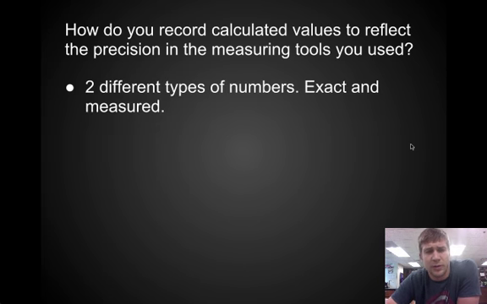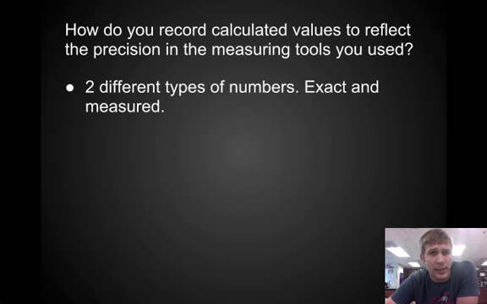First of all, we need to realize that there's two different types of numbers. There's exact numbers and there's measured numbers. If I say that there's 18 kids in your class, that's an exact number because I counted. It's not like there's 18.1 kids or 18.4 kids.